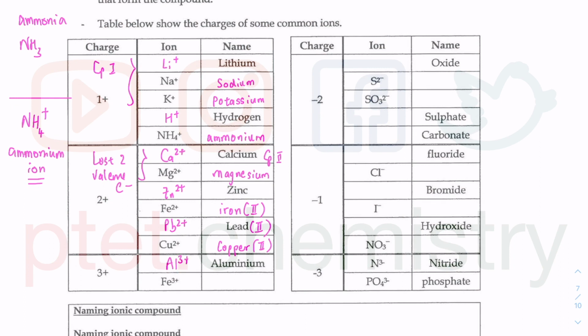Aluminium 3 plus, because aluminium is 2, 8, and 3. First shell, second shell, and then the third shell. So this is a period 3 element in group 3 because it has 3 valence electrons. Now this thing is called iron 3 and not iron 2. Let me just write that a bit clearer. This is iron 3 because this is Fe3 plus. This is iron 2 because this is Fe2 plus.